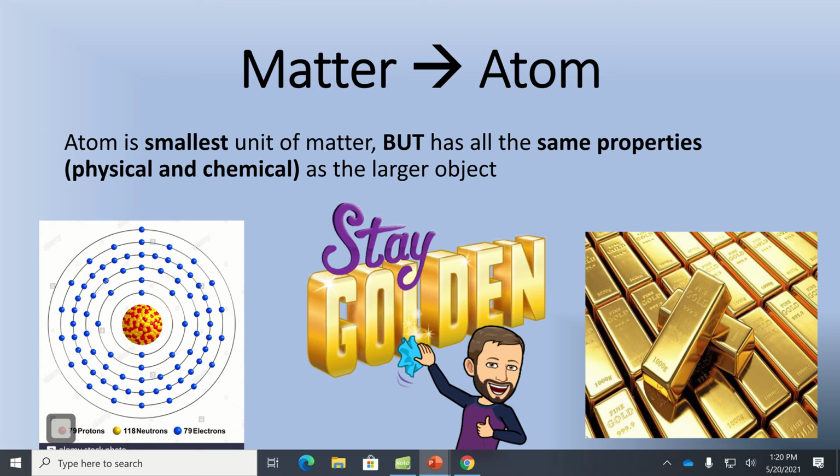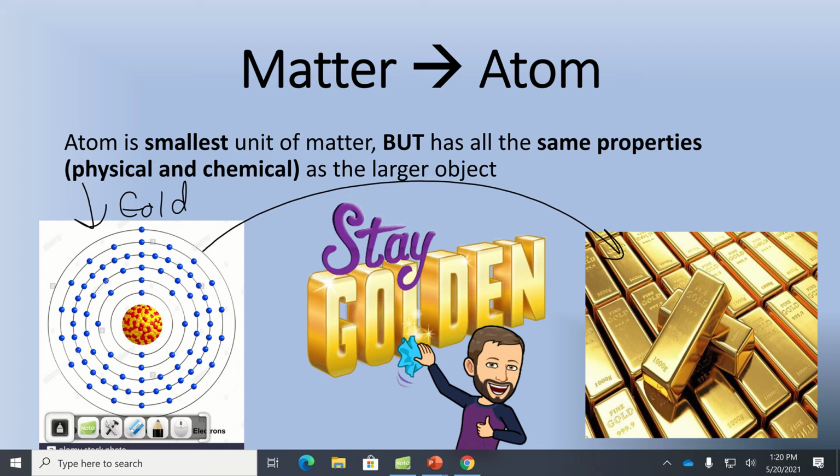So I have the gold atom over here on the left in atomic form. Okay, this is gold in terms of all of its particles and what it basically forms. And this gold atom looks exactly like the gold on the other side, the golden bars. It would have all the same properties, all the same reactivity as gold does, all the same conductive capabilities as gold does, etc. So it doesn't matter what the size of it is, it's still going to be the same.